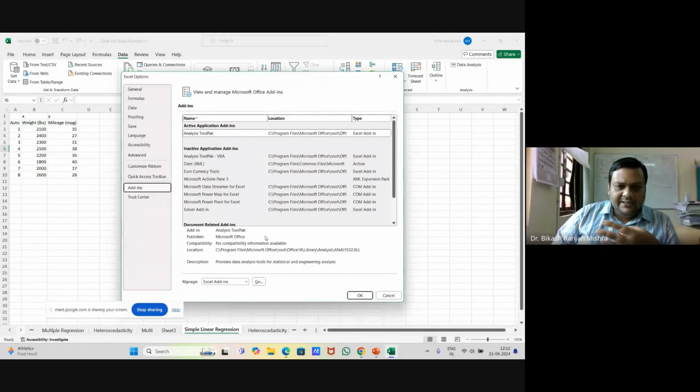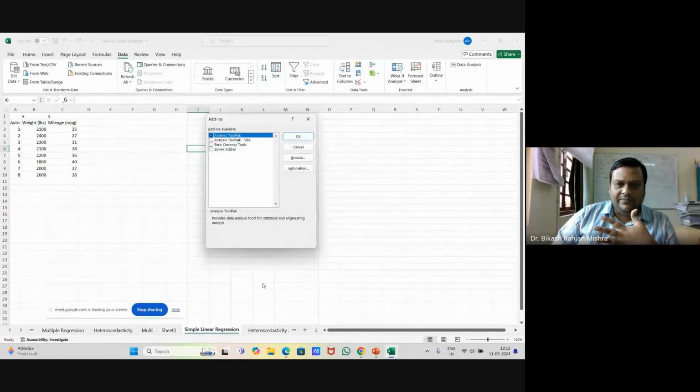After selecting add-ins, step four, go to the manage component. Within the manage component, there is something called Excel add-ins. There are several other versions, so you have to select the Excel add-ins. Once Excel add-ins is there, then go to the fifth step, go to go. You have to press the go button. Once you press the go button, the add-ins framework will open.